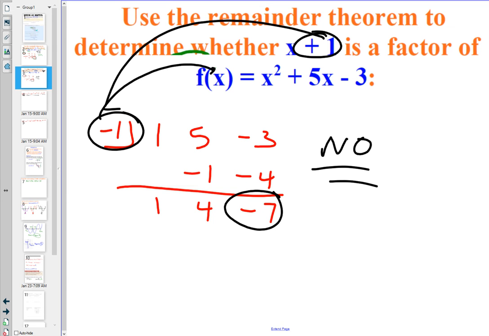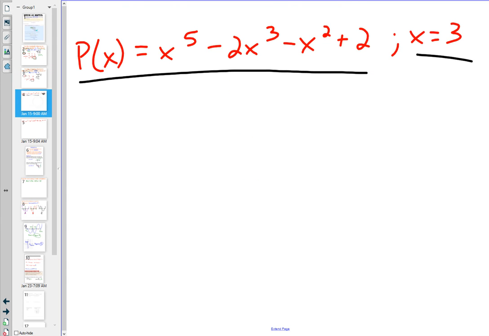Well, they were giving you a factor. Really, by changing the sign, you were turning a factor into a root, into a solution, into a value of x. Here, they're already giving you the value of x. If you're going to use synthetic substitution, what number would you put in the box? Yeah, just leave it as a 3.